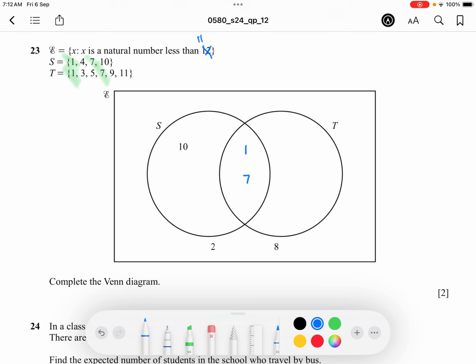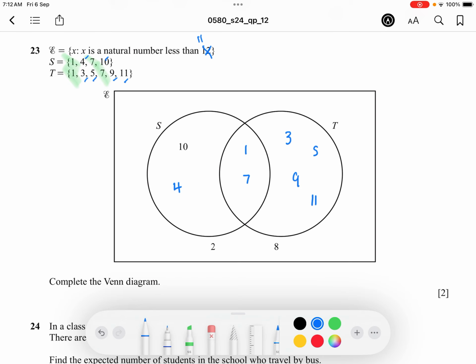And then the remaining, we put it outside, but still inside the circle. So that means for S, 4 and 10 should be in this region. So we just write 4 because 10 is already written. For set T, the ones that have not been written down are 3, 5, 9, and 11. And that is where we write down here, 3, 5, 9, 11. Make sure the numbers are not close to each other, or else it looks like 35 if you write 3 and 5 close together.